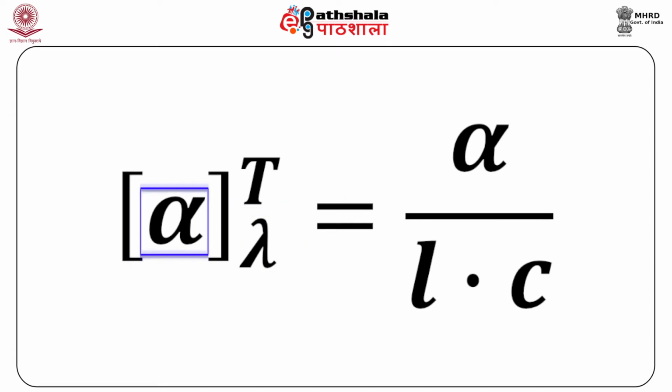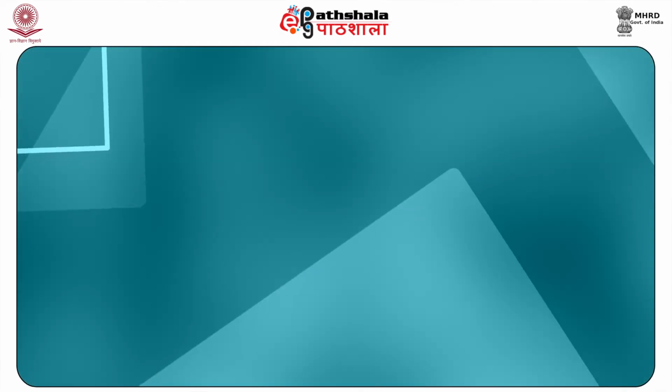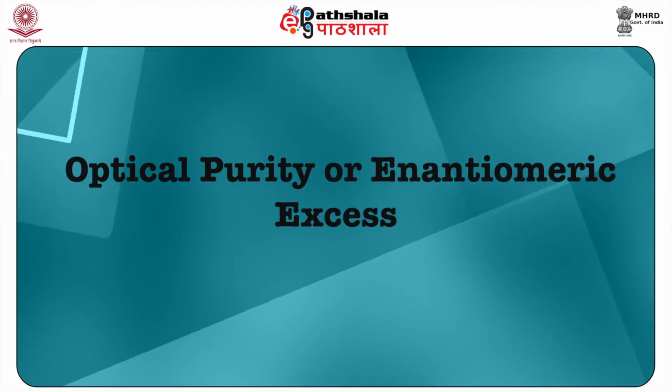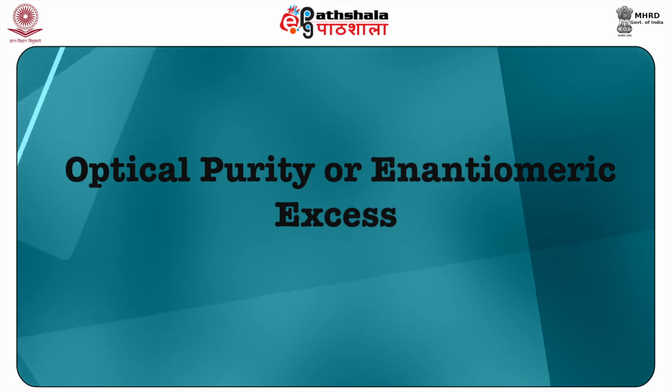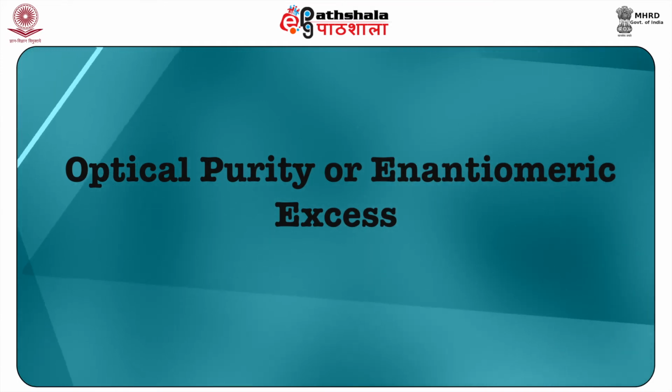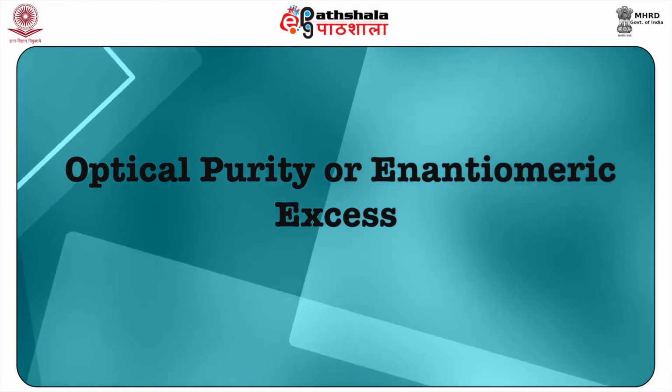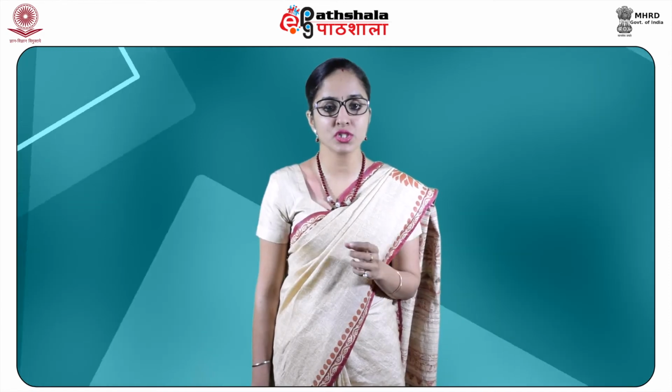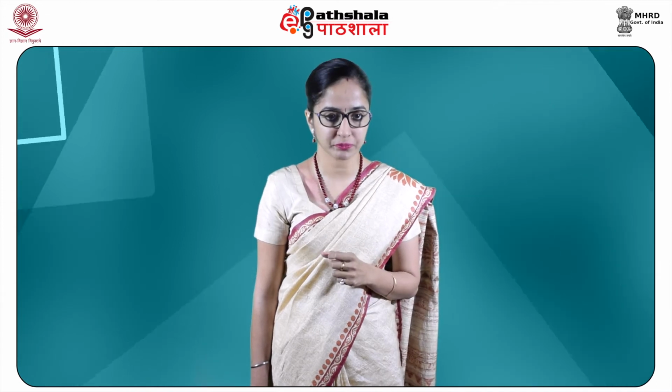Alpha is the measured rotation in degrees, L is the path length in decimeters, and C is the concentration of the sample in grams per ml. Now, after having talked about optical activity, one asks about optical purity or the enantiomeric excess, that is, how optically pure a given chiral compound is.